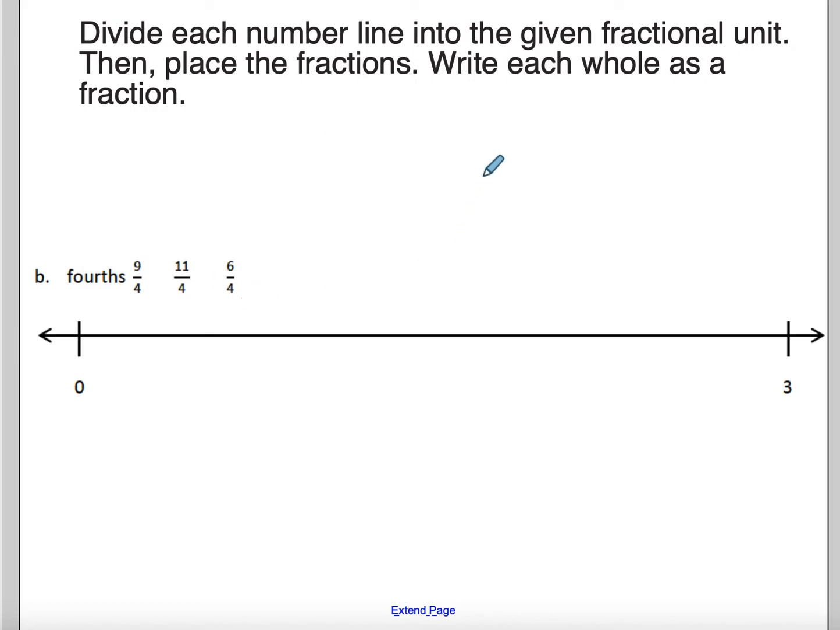All right, welcome back. If you haven't already finished, please pause. Remember to pause the video before you check your work. All right, so I want to start with my wholes. I don't have all my wholes here. I just have 0 and 3. So 1 here, 2 here, 0, 1, 2, 3. Now we're counting correctly. And I'm splitting it into fourths this time, so I don't need as many parts.